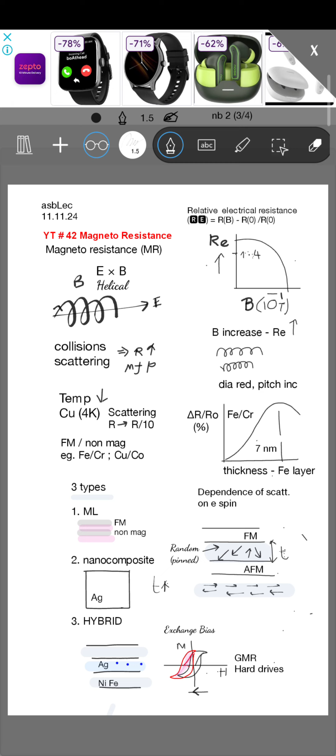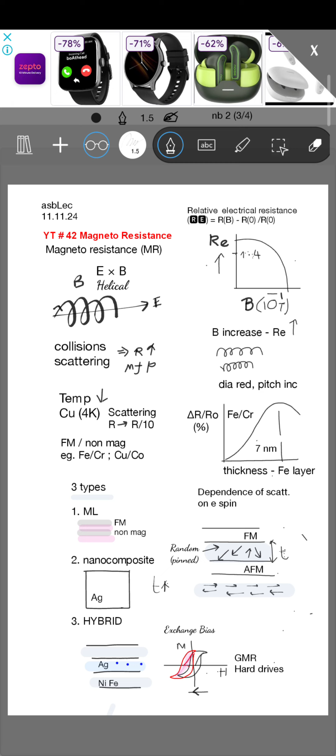If someone tries to find out the structural composition of a magnetoresistive system, one can find three types of systems. The first one is the multi-layer formation, when you create alternate layers of ferromagnetic and non-magnetic material.